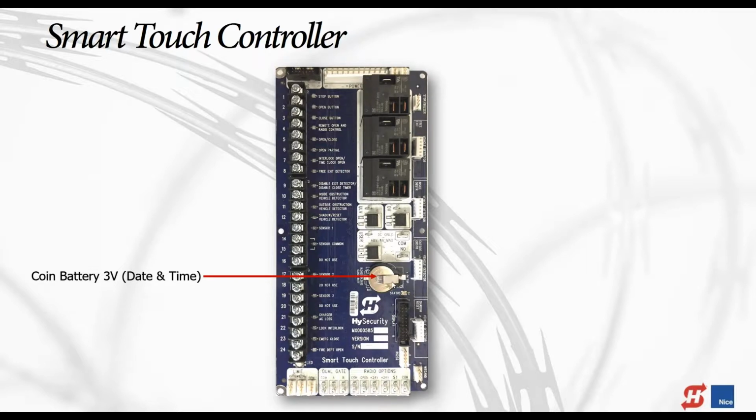The whole function of that little 3-volt coin battery is just to keep the date and time stamp accurate, right? If it goes out, it doesn't affect the running of the operator in any way. It's just not going to timestamp your event logs properly. So replace it.